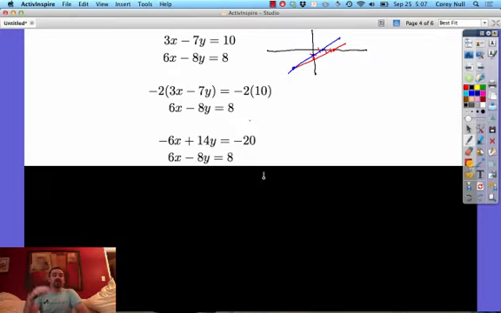These are the same two equations, except that this one is in a different form, but they mean the same thing. They're the same line. If I solve those two, I'm going to get the exact same thing no matter how I do it.